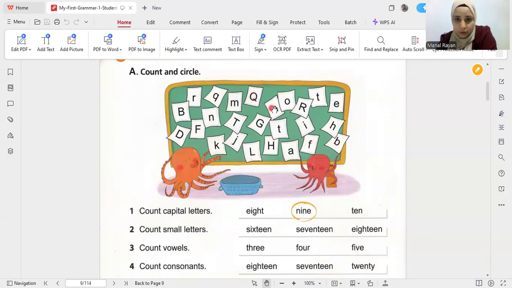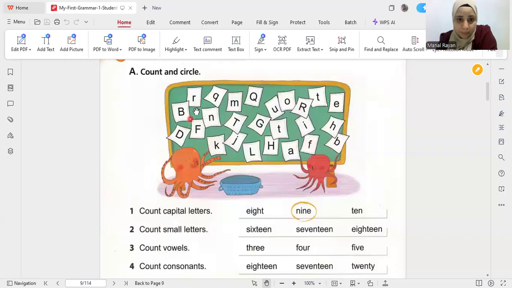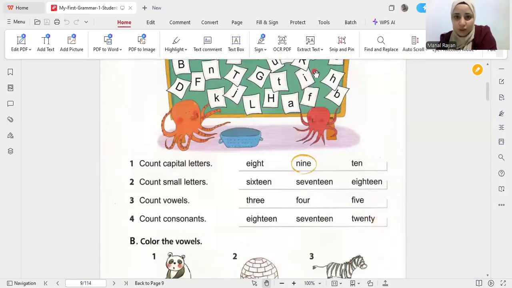Count vowels. Let's count only vowel letters. Okay, let's see how many. 1, 2, 3, 4, 5. 5 vowel letters. Okay, let's count how many consonant letters. 1, 2, 3, 4, 5, 6, 7, 8, 9, 10, 11, 12, 13, 14, 15, 16, 17, 18, 19, 20. Yes, they are 20.